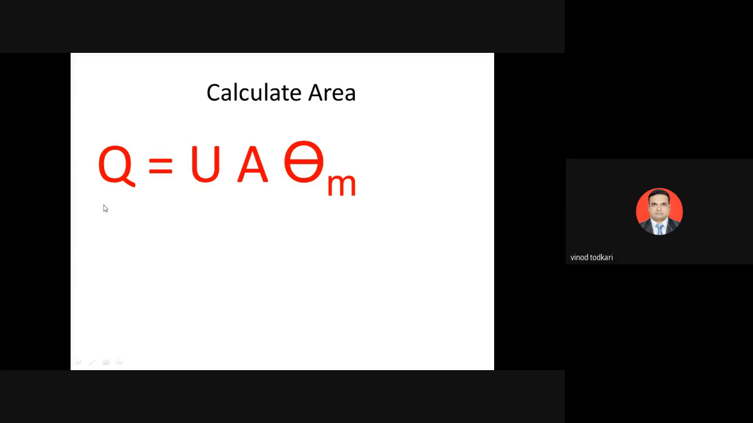Now see, in the second step, we have calculated Q. U is given to us. In the numerical itself, the value of overall heat transfer coefficient will be given to us. Theta m we have calculated in the fourth step. So the only unknown is A. And this was the objective. Designing a heat exchanger means we have to find how much area will be required for the heat exchange to occur.